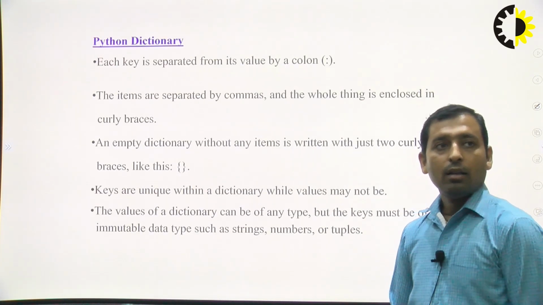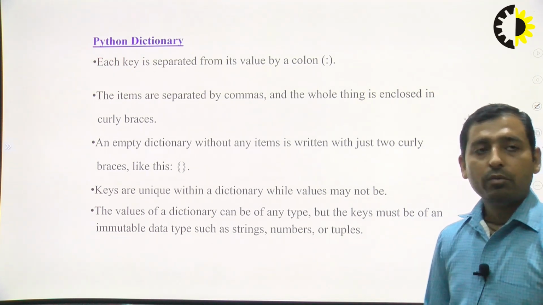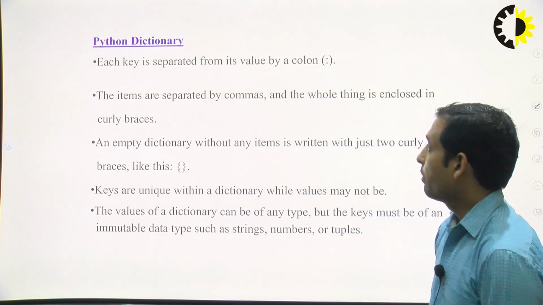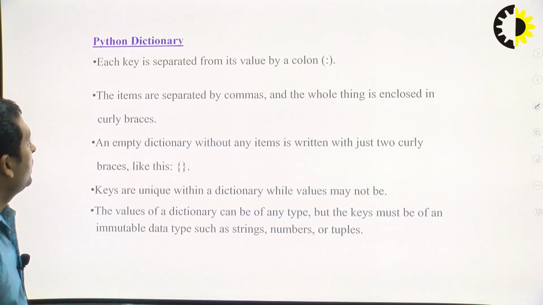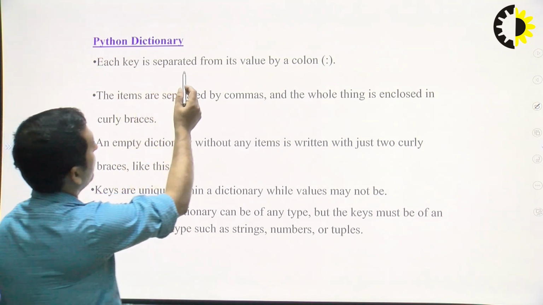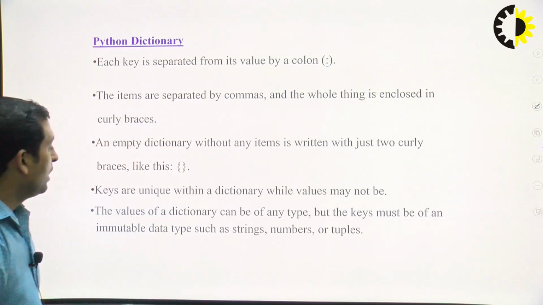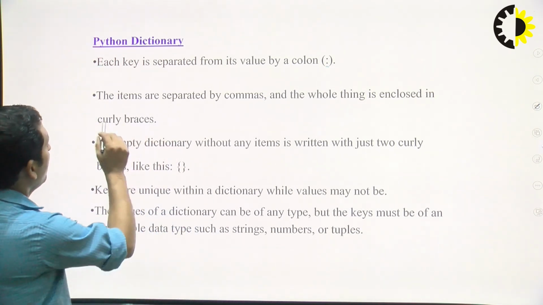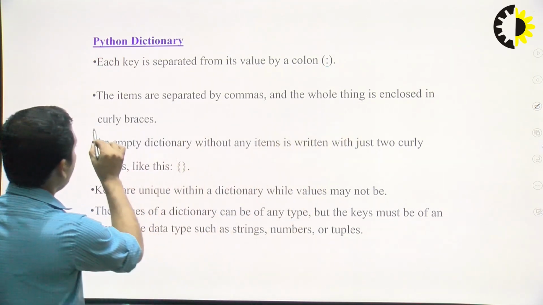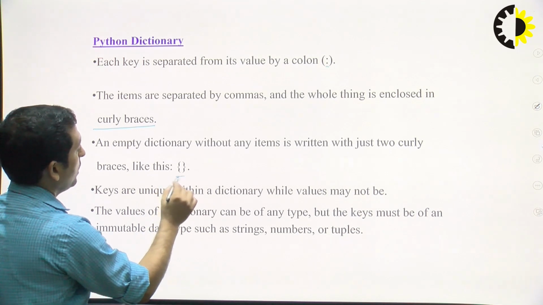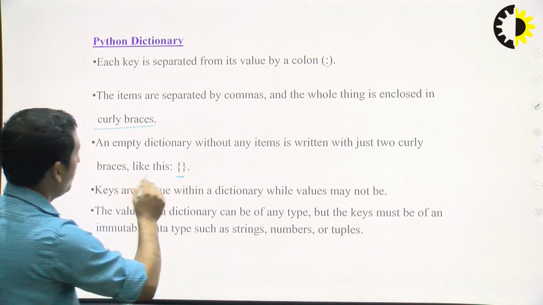Now the Python dictionary, the next data type. What is a dictionary? A dictionary is basically a key value pair. Each key is separated from its value by the colon sign. The items are separated by commas and the whole thing is enclosed in curly braces. An empty dictionary without any items is written as two curly braces.